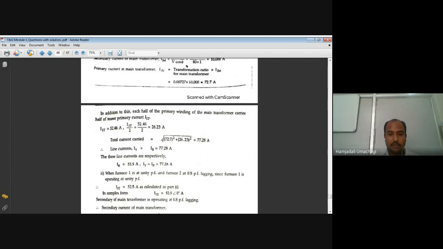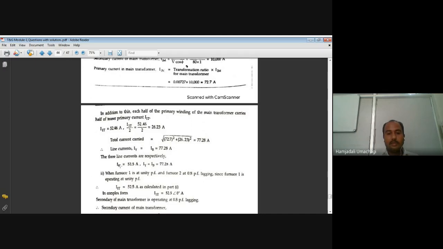So the total current carried by the main transformer, that is line current Iy equal to line current Ib, is equal to the square root of I1M whole squared plus half of I1T whole squared. I1M is 72.7, squared, plus half of I1T, which is 26.23, squared. That is equal to 77.28. So now line current Iy equal to line current Ib is equal to 77.28 ampere.